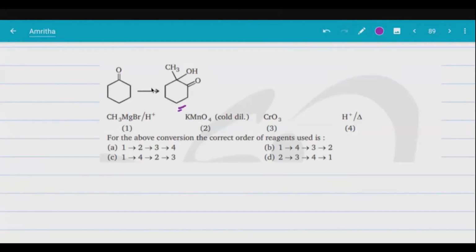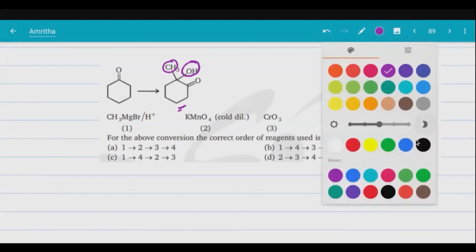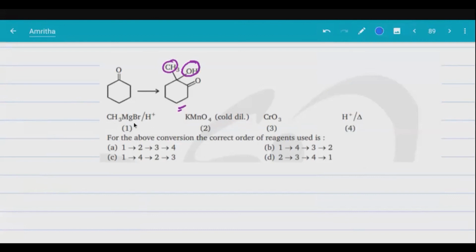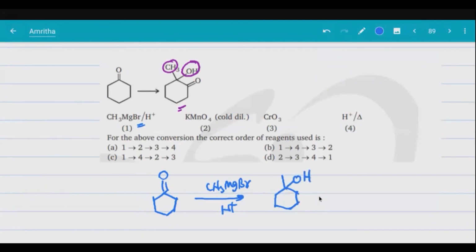See, this is a product. What is happening here? Methyl alcohol is added. Methyl is added and also alcohol is added. Look at this carefully now. And see, first one, methyl magnesium bromide. Yes, that is true. So methyl magnesium bromide followed by H plus will give us methyl and OH. After this, fourth one, H plus and heating. What we will get is this alkene.